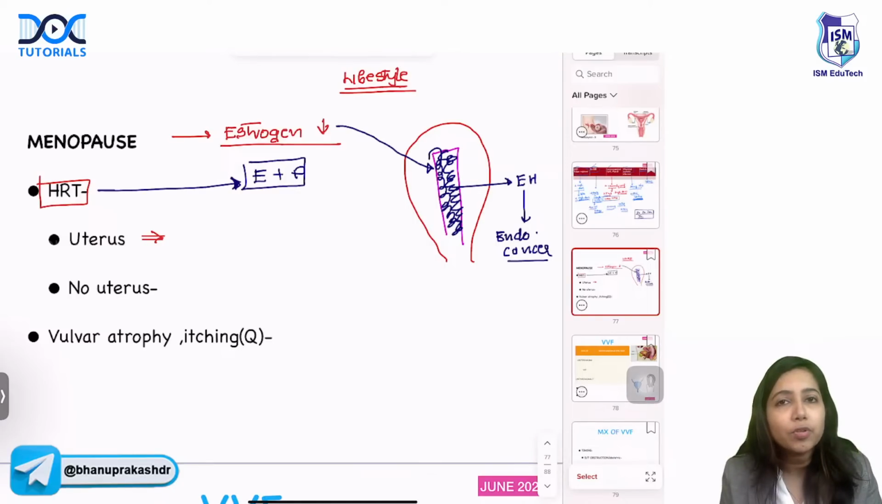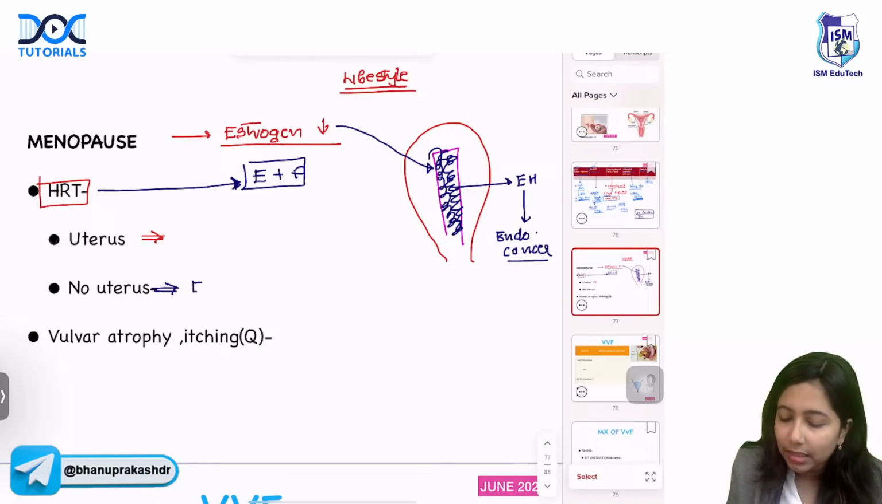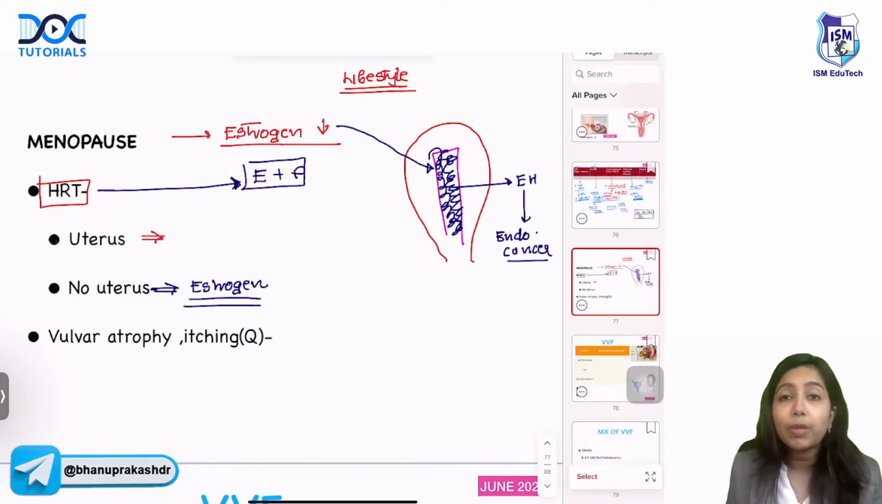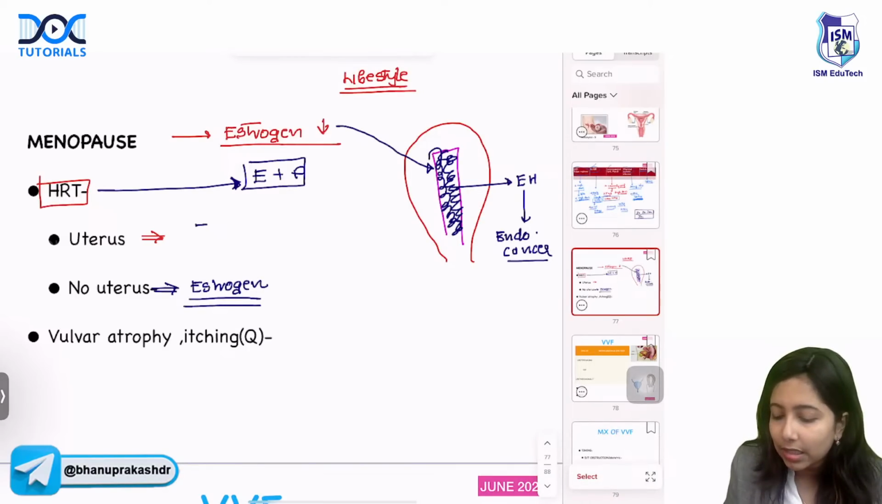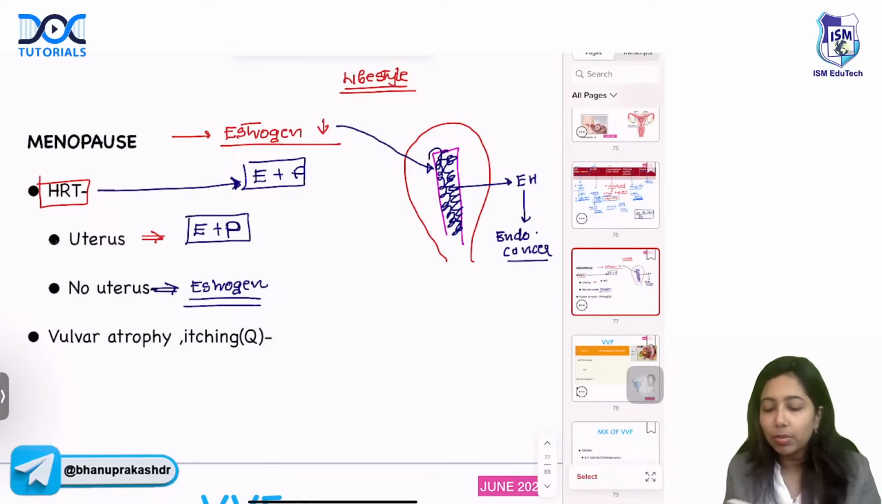So why do I add progesterone? So as to stabilize the endometrium. So if a patient has her uterus already removed, does she require any progesterone to stabilize the endometrium? No, there is no role of progesterone now. So if hysterectomy has already been done, you can just give her estrogen. No need of progesterone. This is the basic concept. If the patient has uterus, you will give her estrogen plus progesterone. If the patient has a hysterectomy done, you will give her just estrogen.